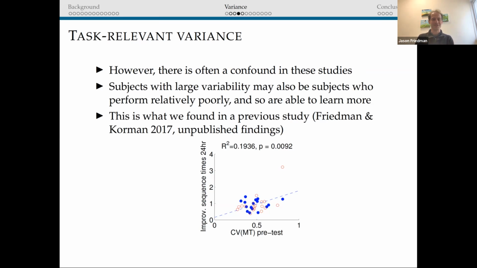Often there's some sort of a ceiling effect in these type of experiments. And this is what we found in the previous study. We compared the variation at the beginning in the pre-test to how much they improved, and we saw some moderate correlation between the two. So the participants who had more variability at the beginning showed more improvement. But the reason for why these same participants that had a lot of variability also weren't very good to start with, which is probably why they were able to improve more as a function of time.